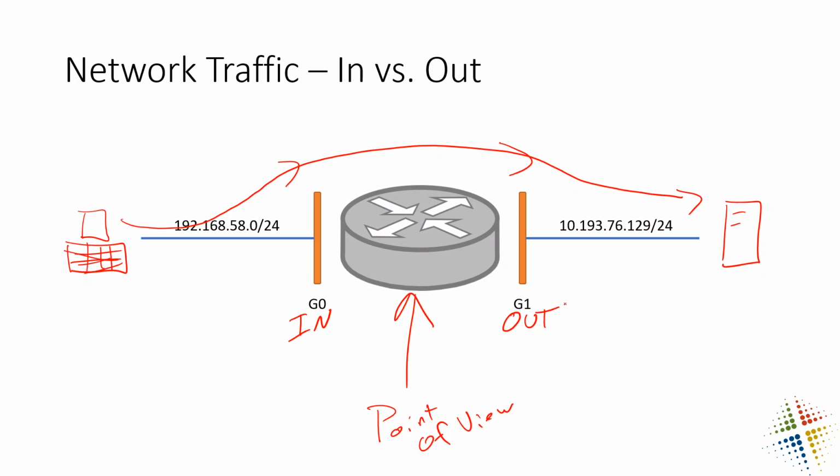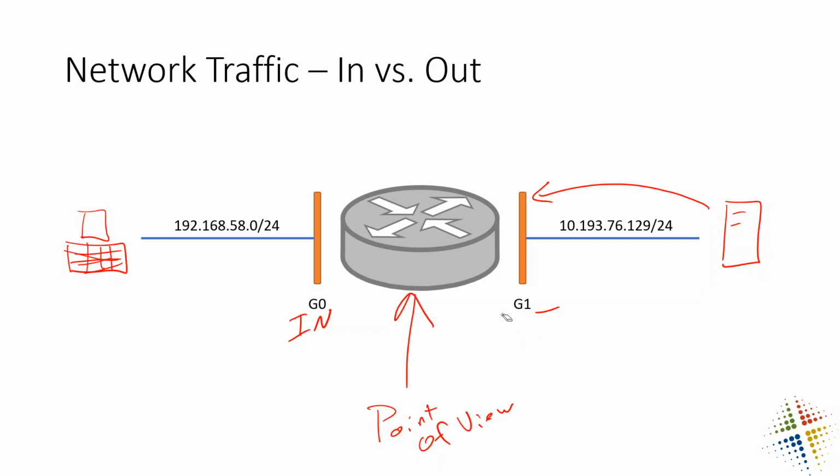From the router's point of view, traffic is coming in from the left-hand side of my screen, and it's going out on the right-hand side of my screen. And so that's the router's point of view. Traffic comes in from one side, and then it goes out on the other. Now, when the server responds to its traffic, it goes the other way. In this case, the traffic is coming in from G1, and then it's going back out of G0.